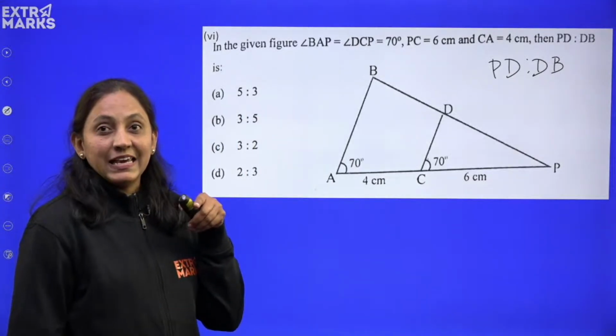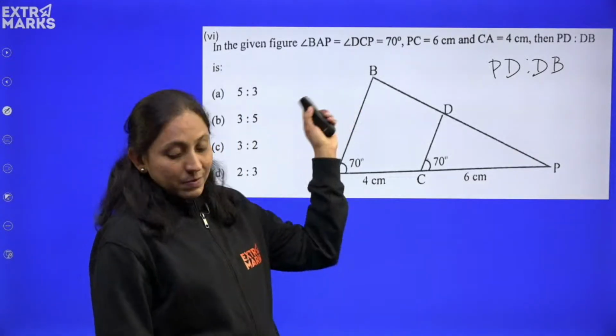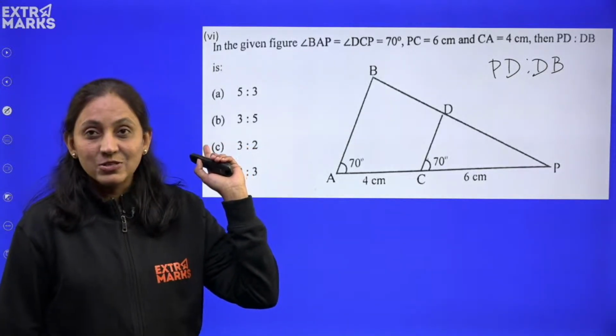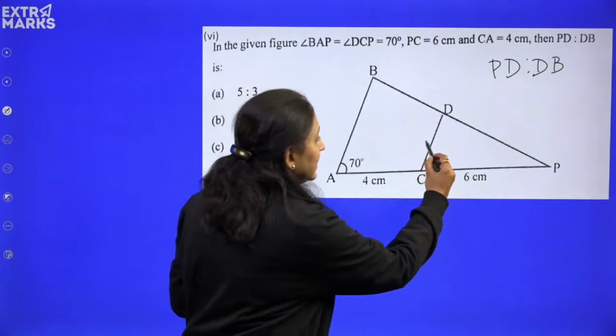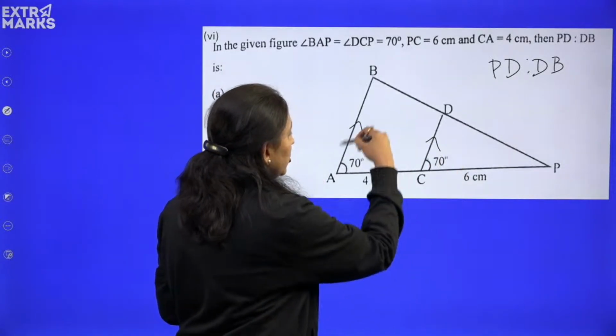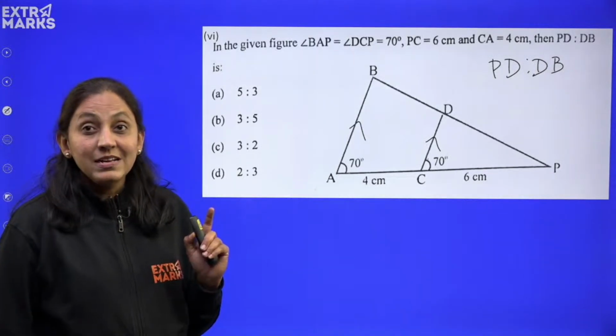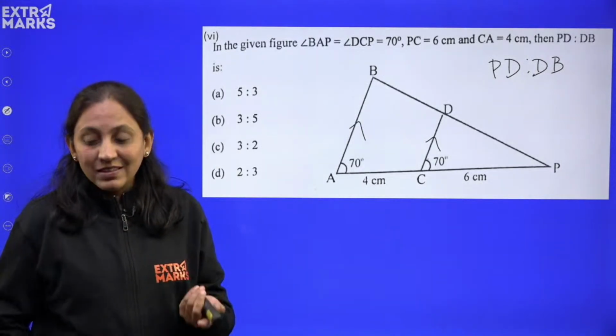Angle PCD and angle PAB. Okay, so both of them are corresponding angles. So, if these two are corresponding angles, then CD should be parallel to AB. Okay, if CD is parallel to AB, then I can use what theorem here?